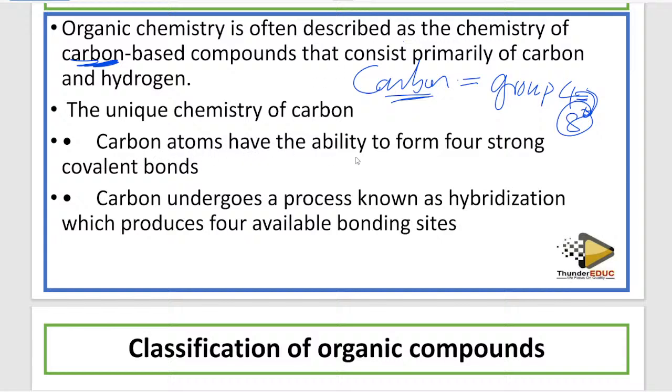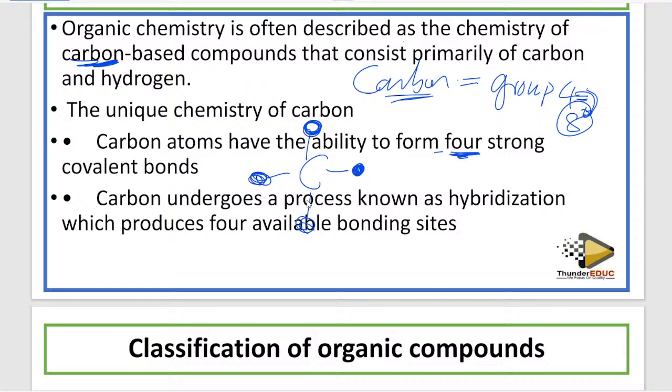Carbon atoms have the ability to form 4 bonds. That's what I said here, that it has the ability to form 4 bonds. And because it has the ability to form 4 bonds, then definitely it is able to form others. You see, this is a free electron which can bond with another atom, and then this, and then this, and then this. So what does that mean? It means that it can allow 4 atoms to be attached to it.